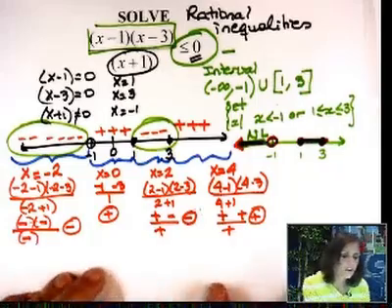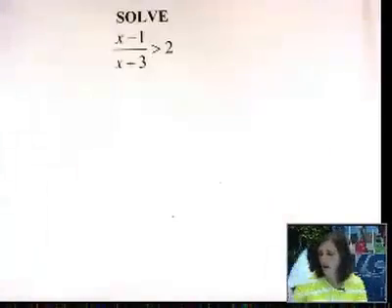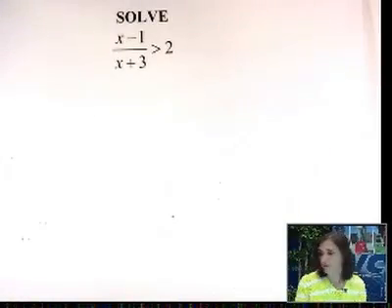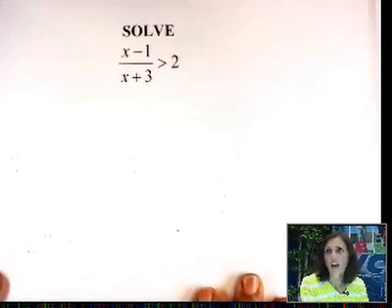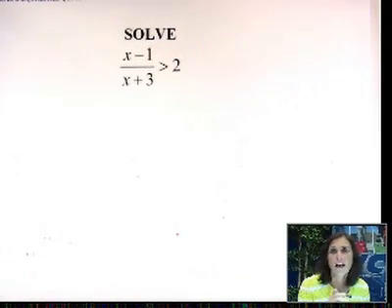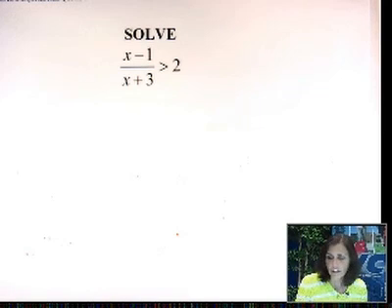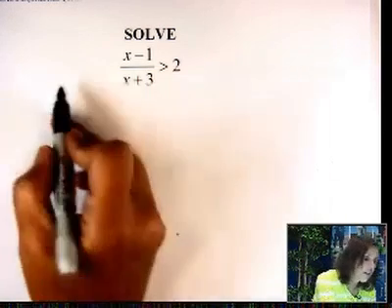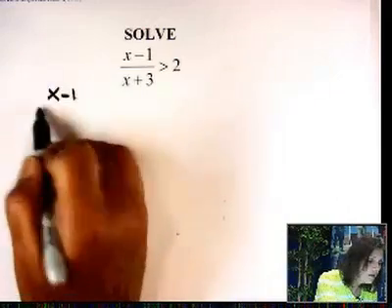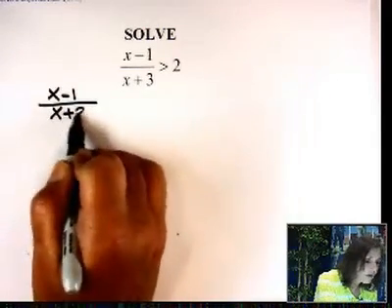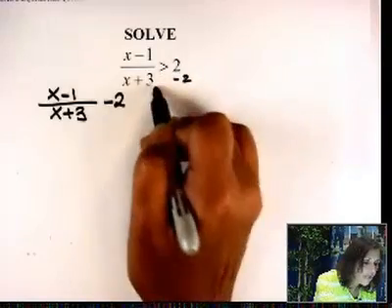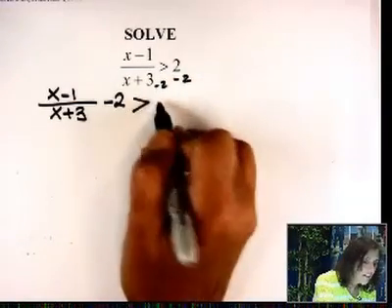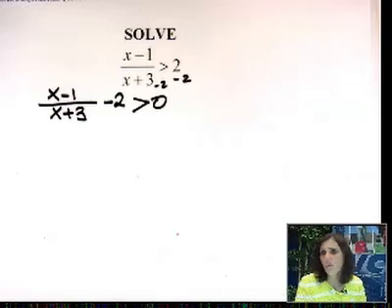Okay, let's go do another one. This one is kind of interesting because you have to be really, really careful with this one. What was the very first step? I need to have everything on the left and a 0 on the right. Okay, well, let's do that. Here what you have, x minus 1 over x plus 3, minus 2. I just subtracted 2 from both sides. Greater than 0.